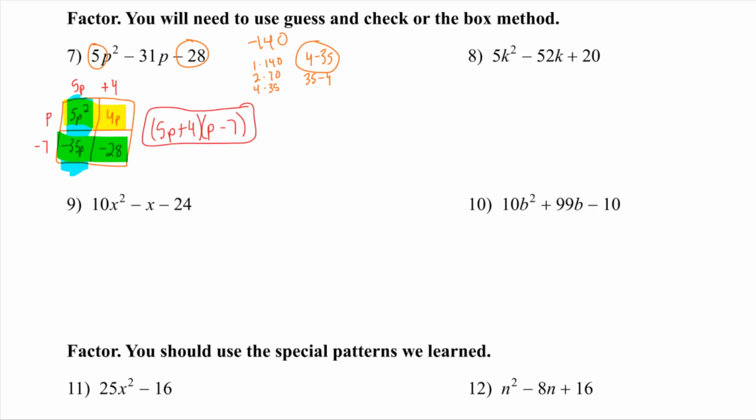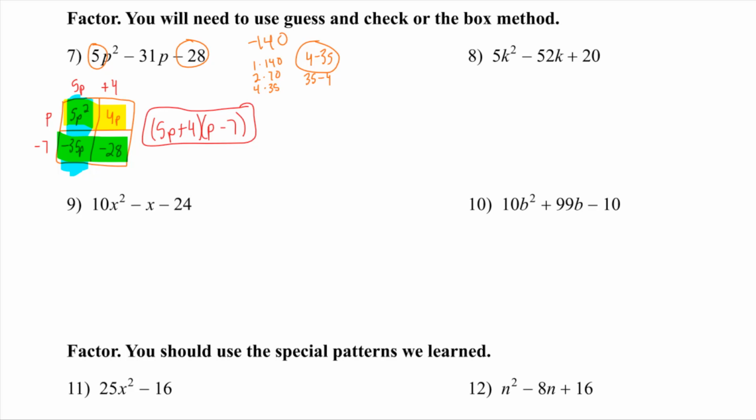It doesn't matter which order you put it in, and in fact, if you flipped around the 4p and the negative 35p in their spots here, then your sides would be switched as well. So it doesn't matter which order you put them in, as long as what's in the parentheses is together with the other things that are supposed to be in parentheses. Like, it has to be 5p plus 4. It can't be 5p minus 7 or something like that. That wouldn't work.